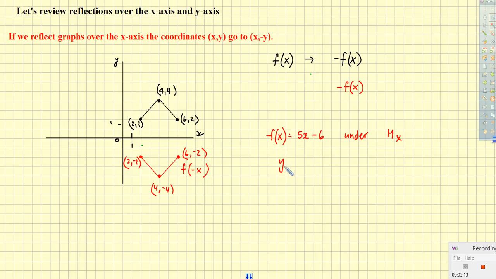Then what that means is wherever I have a y, so I will replace f of x with y, wherever I have a y, I will replace it with negative y. So my answer here would go to negative y is equal to 5x minus 6. And because I do not want to have a negative in front of that y for my equation, the negative will be brought over to the other side. So it'll become y equals the negative of 5x minus 6, which is then negative 5x plus 6. Okay, so that would be my first type of reflection over the x-axis.